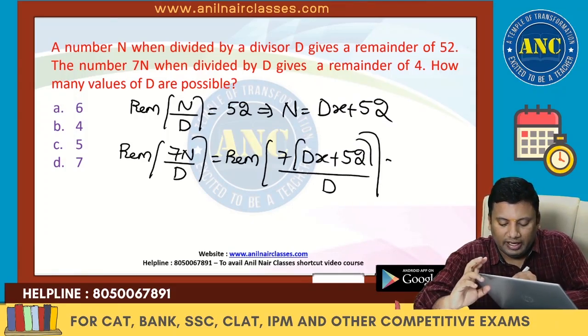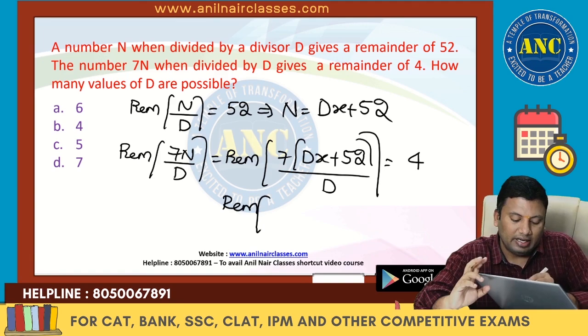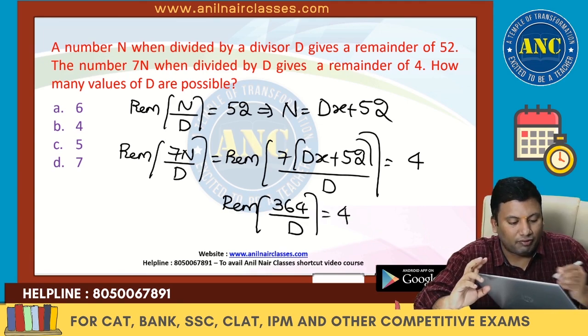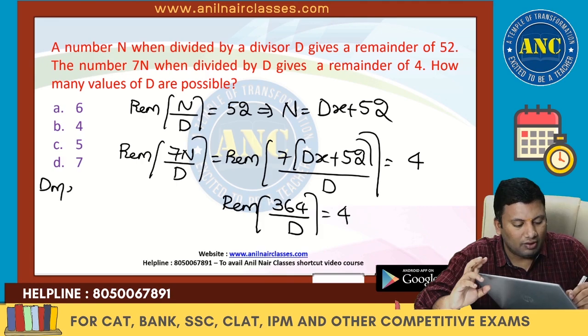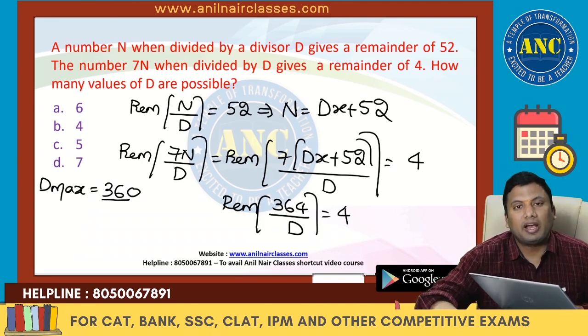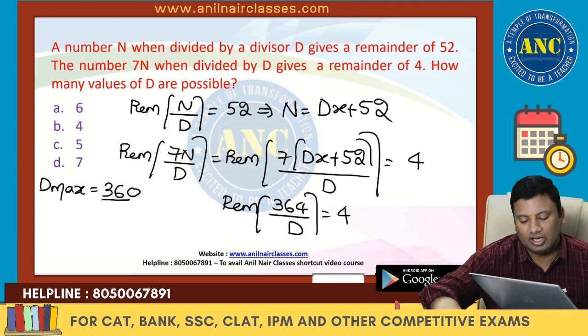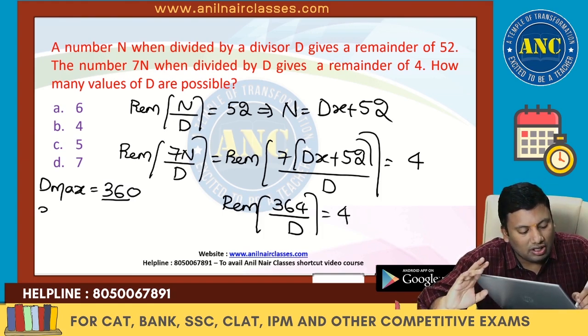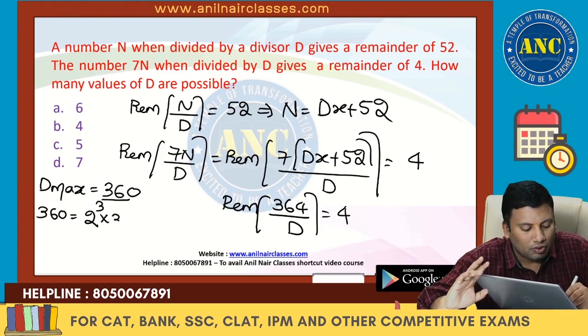When divided by d, it gives a remainder 4. So the d cancels, and this is nothing but 364 divided by d, which gives 4. So d maximum value is nothing but 360. 360 ones are 360. What is the remainder? 4. So 360 is nothing but 2 cube into 3 square into 5 power 1.